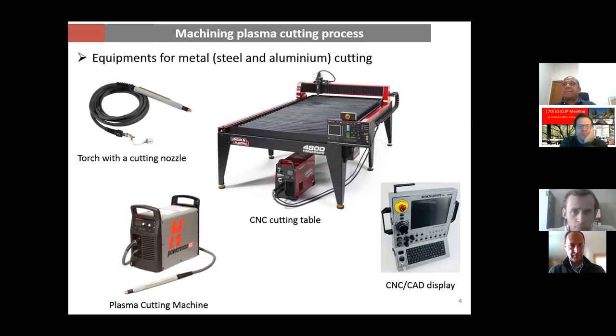For the machining plasma cutting process, some equipment is fundamental to cut sheet metal. First of all, the cutting table, where the sheet metal is positioned horizontally. The torch with a cutting nozzle, where a gas with a high speed crosses, produced by the plasma cutting machine. And finally, the CNC CAD display to insert all the input data necessary to cut the sheet metal and also to control the process during the operation.